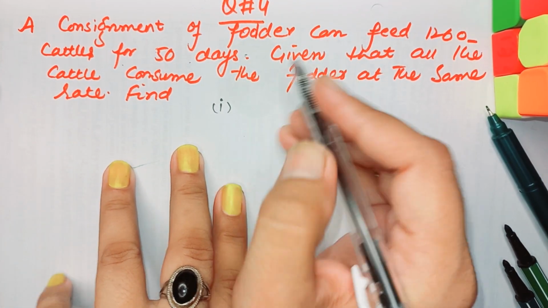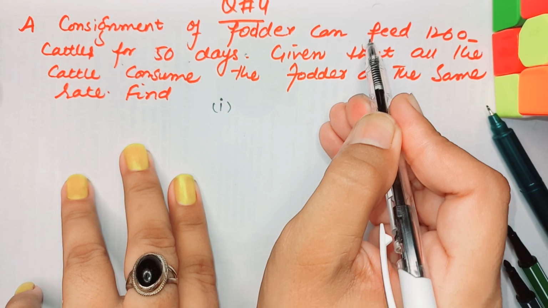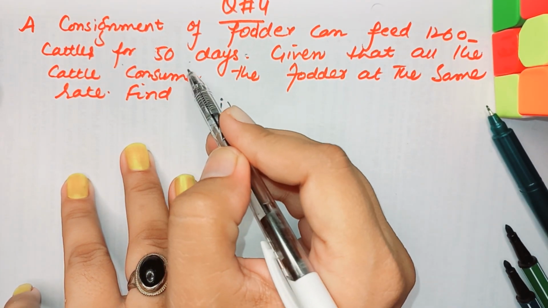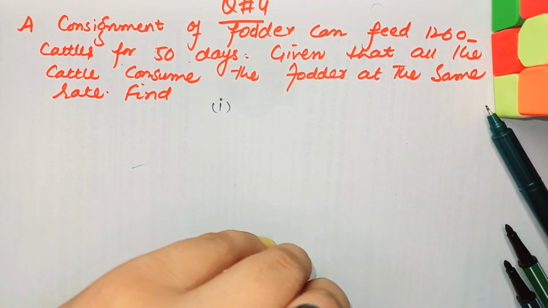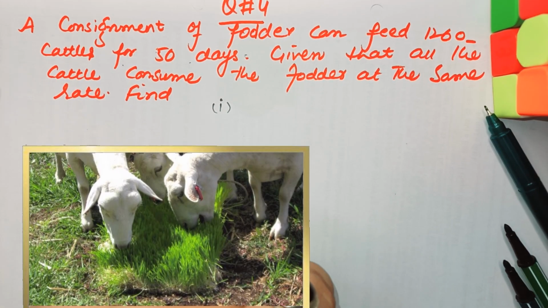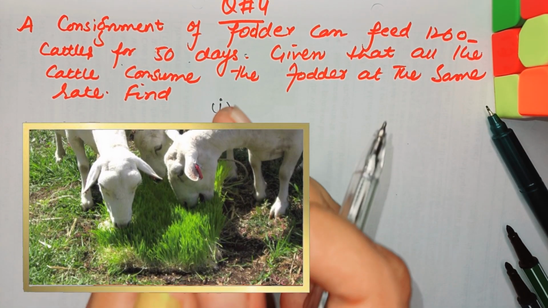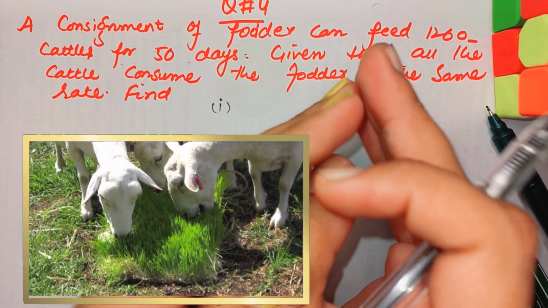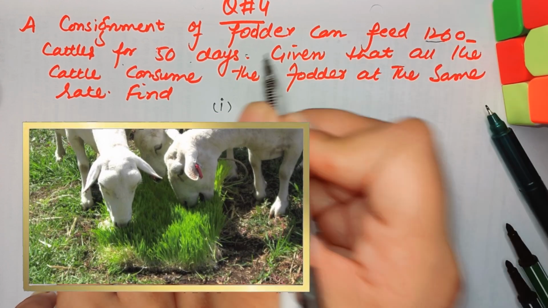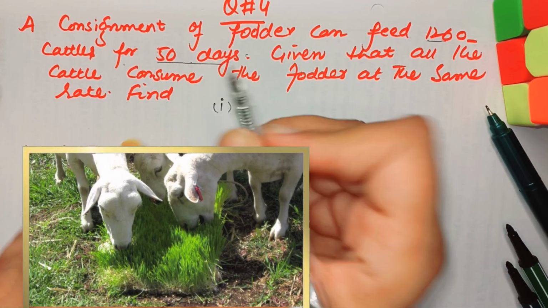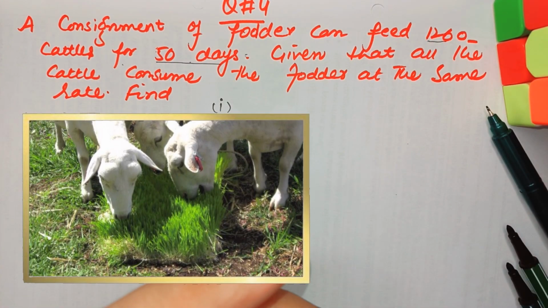Question number 4. A consignment of fodder can feed 1260 cattle for 50 days. Dear students, we have fodder and we have cattle. Mean to say, हमारे पास cattle हैं 1260 और हमारे पास चारा है उनका जो कि 50 days के लिए उन पे sufficient होता है.